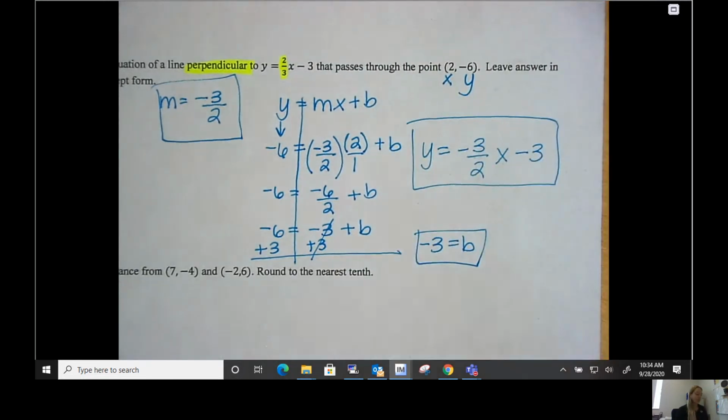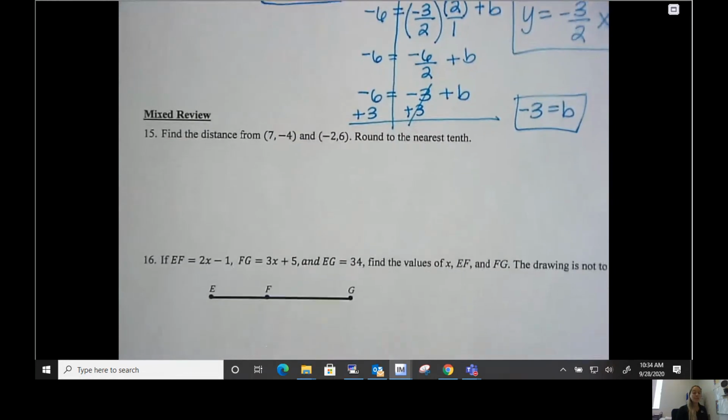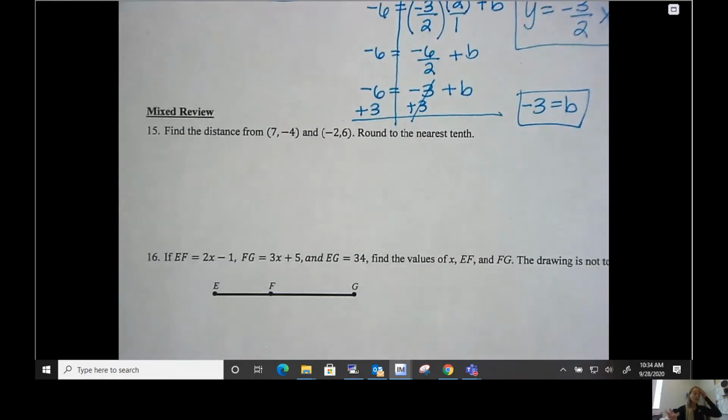Okay, last 3 questions are some mixed review. So it's stuff from some chapter 1 problems that you should still remember how to do. And so all 3 of these are from that. You will have a mixed review problem on your test. It might look like one of these, so good to know.